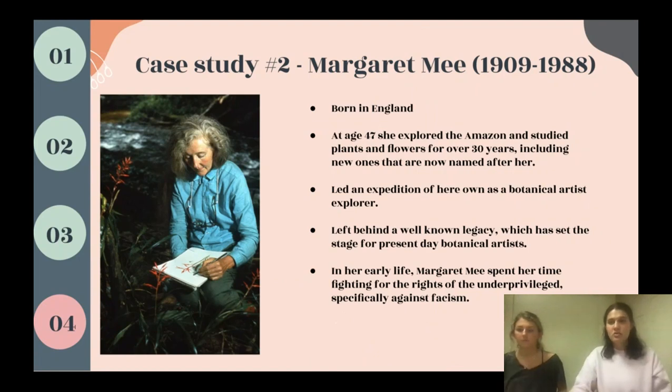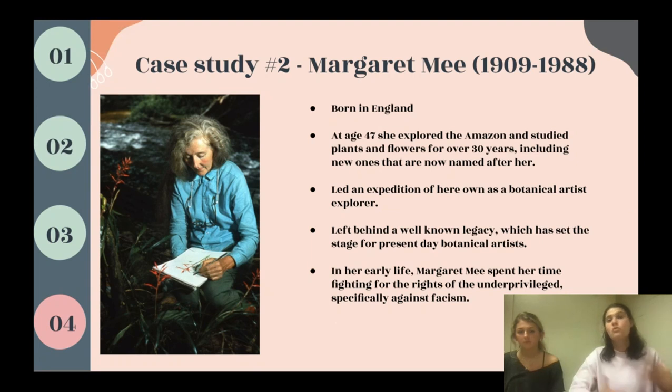So that brings us to our second case study, which is Margaret Mee. Margaret Mee was actually born in England in 1909, and at a young age, she was very actively engaged in politics, a political activist. She spent her time fighting for the rights of the underprivileged and was specifically very against fascism. So that sort of connects back to our earlier themes of the owning part.